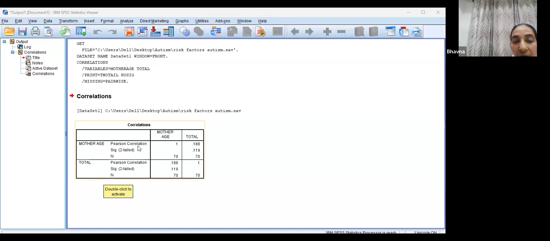Whenever you try to see the correlation between maternal age and the total score, this is what you get. The Pearson correlation coefficient is 0.18. So what did we study? At 0.18, the correlation is negligible. I told you, we saw a chart on the last slide that 0 to 0.3 was negligible correlation. So what do you understand by this 0.188? You understand that there is no correlation between mother's age and the total score of autistic children.